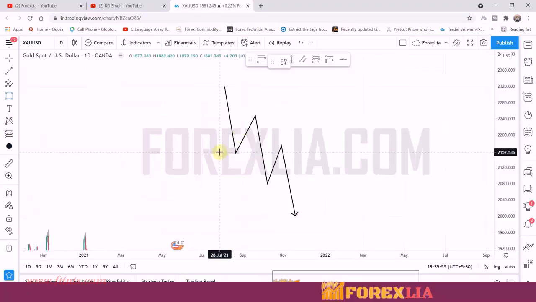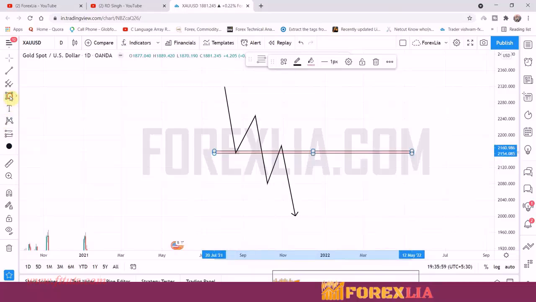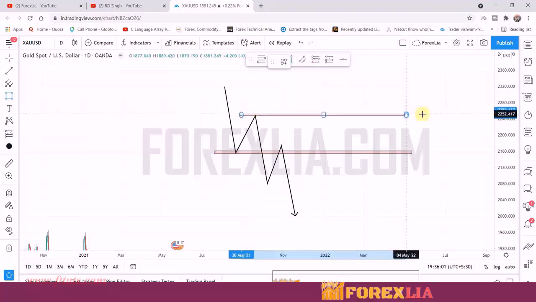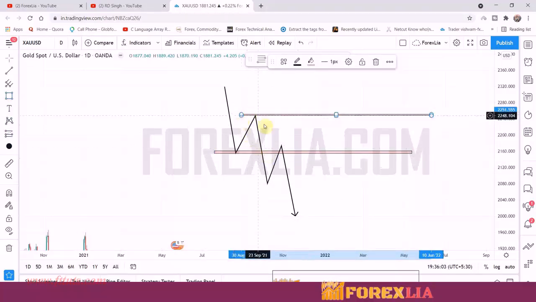Now we will see what the support and resistance are going to be here. This point will be our support. After this, this point will be our resistance. Now the market will come here and it can stop at this point also.